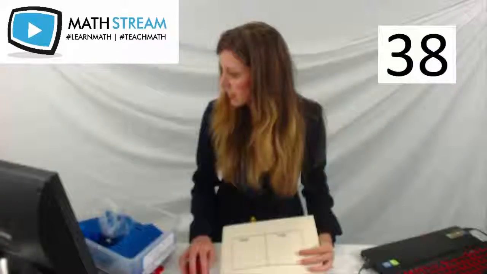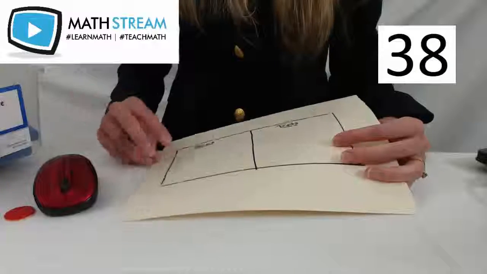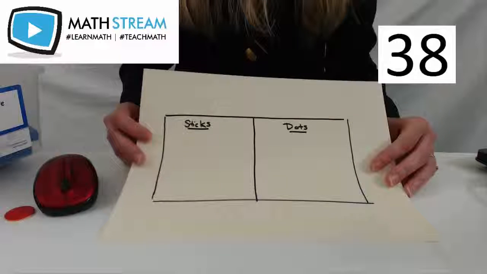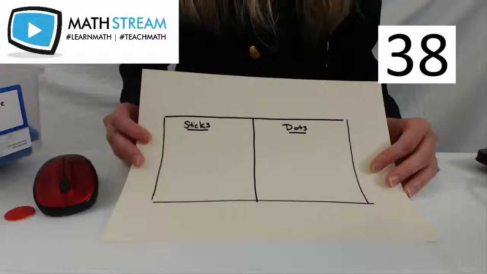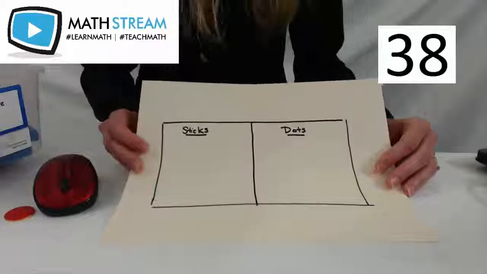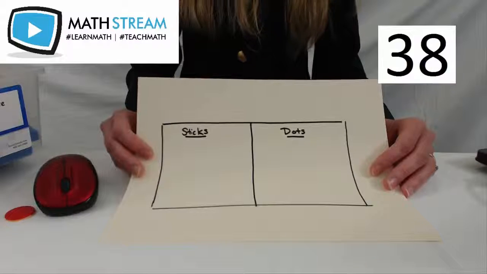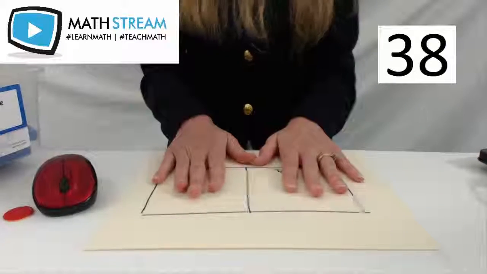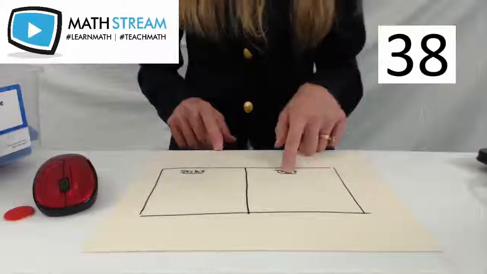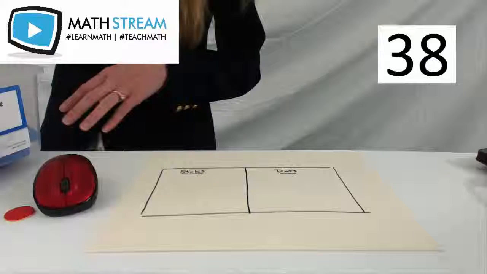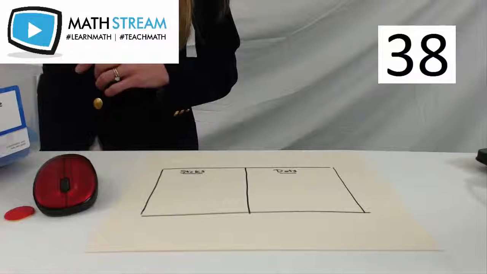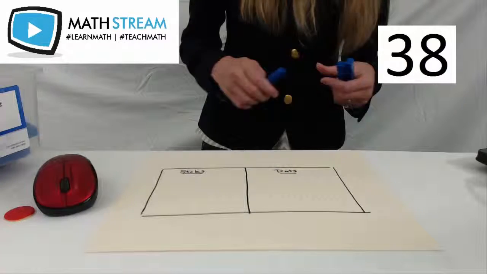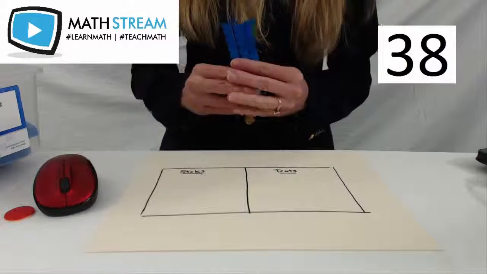So if you look down here, you'll see that I have just a little organizer. An organizer that shows sticks and dots. And since I'm going to represent the number 38, I'm only going to need the ones and the tens. So 38, when we think about numbers, usually, if we do it in a more intuitive way, like what we're about to do now, we think about it by the larger quantity first.